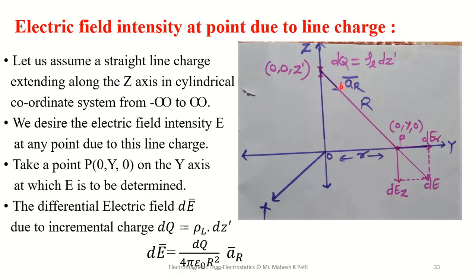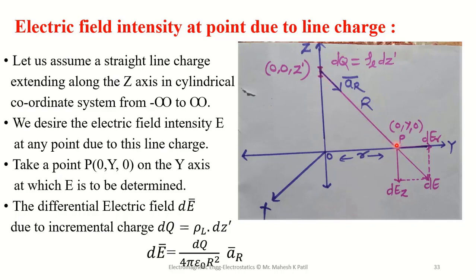Now join this point P to the smallest element from that line charge. Let dq be the smallest element considered from that entire line charge. The location of that dq is at 0, 0, z dash. So z dash is any point on the z axis, and let rho l be the line charge density for this entire line. So the dq will be rho l into dz dash.